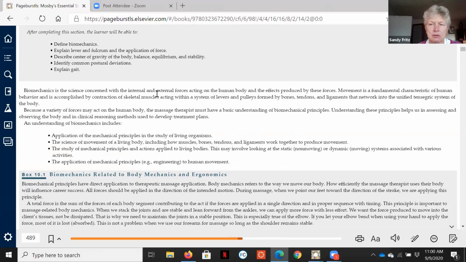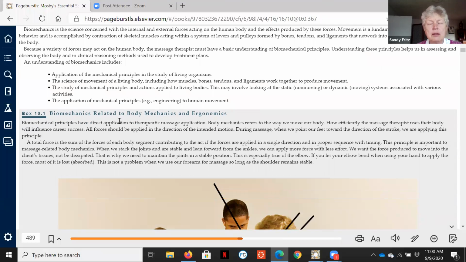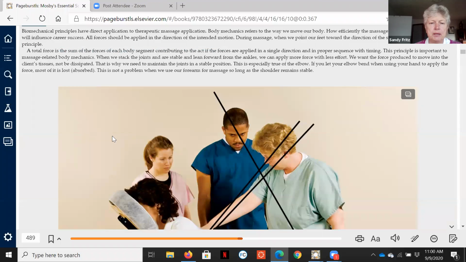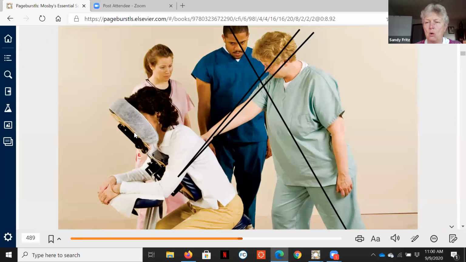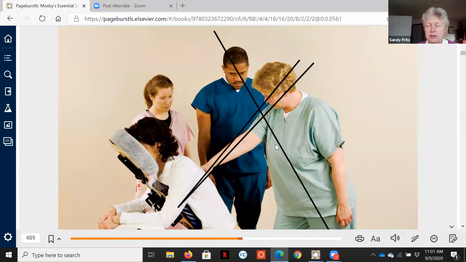And this is a whole study in and of itself. I mean, you can get bachelor's degrees and master's degrees in biomechanics. So we're just trying to get an overarching understanding of this. Where it does come into play for massage therapy is as we understand our own use of our own body for the body mechanics and the ergonomics discussions that we have, and the understanding of force transfer and levers and ground reaction force and all of that.